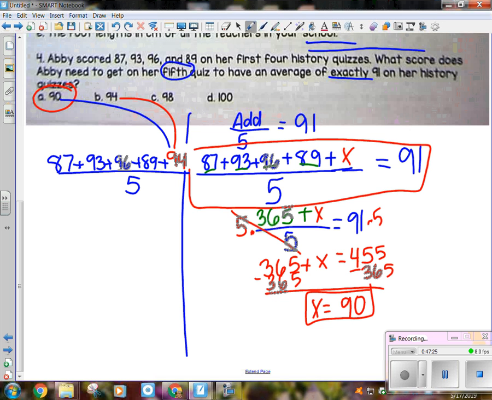Would I get 91? So you could just guess and check. That's an alternate way to do it. You might have to check 4 different numbers before you could possibly get the right one. Or you could set it up and solve it like a little algebra problem. Number 4.